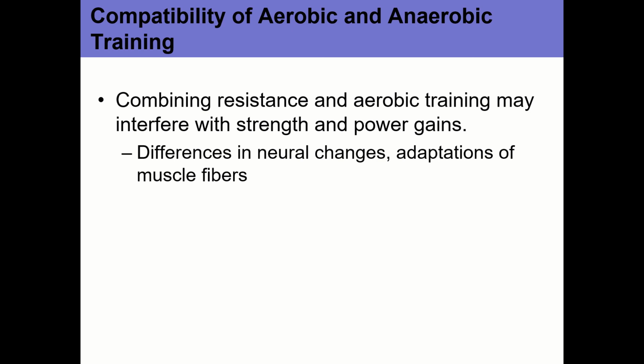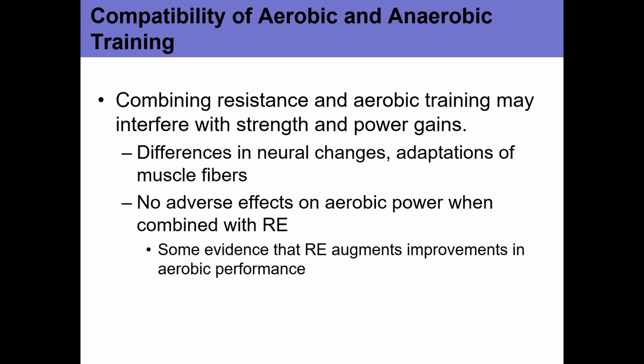But if you are an endurance athlete, somebody like a cross-country runner, if you do really heavy strength training, then that's going to increase the thickness of the connective tissue around the muscle. It's going to increase your ability to engage in synchronous firing, so when you need it for the final sprint at the end, those kinds of things. So strength training tends to enhance endurance performance, but endurance training can hamper strength performance. That's the big change there. So no adverse effects on aerobic power when combined with resistance exercise, but some evidence that resistance exercise augments or improves aerobic performance or endurance performance.